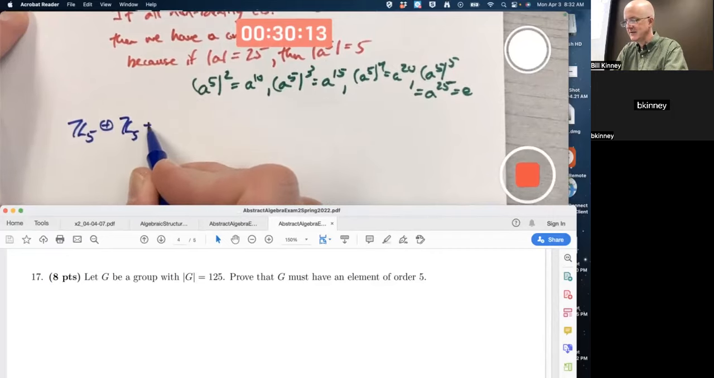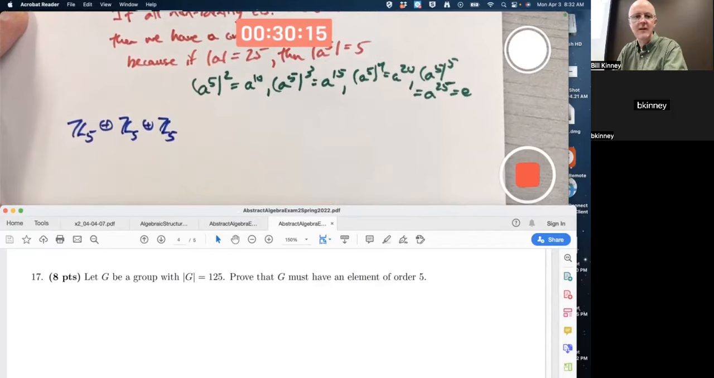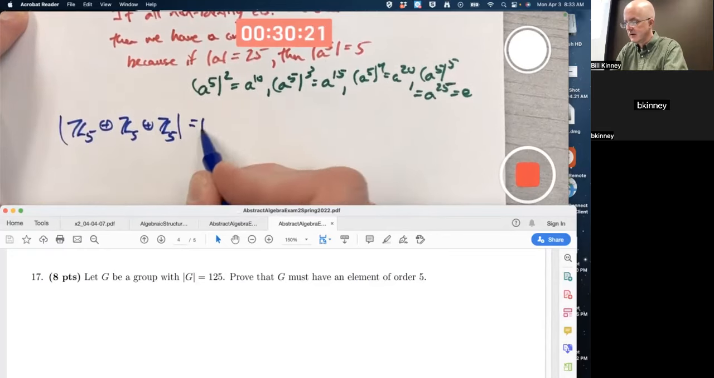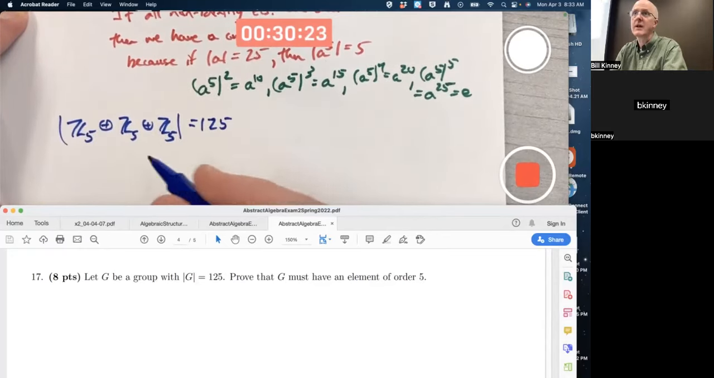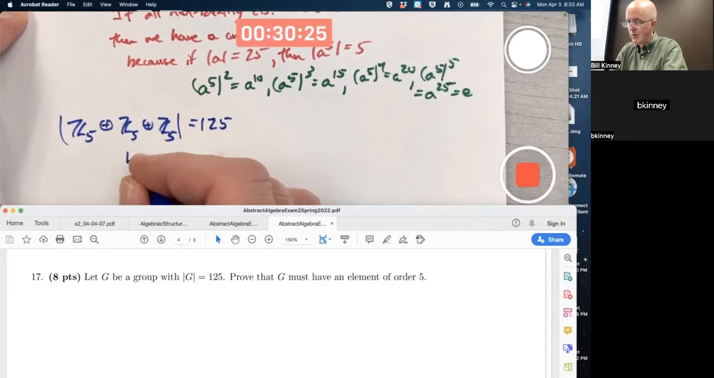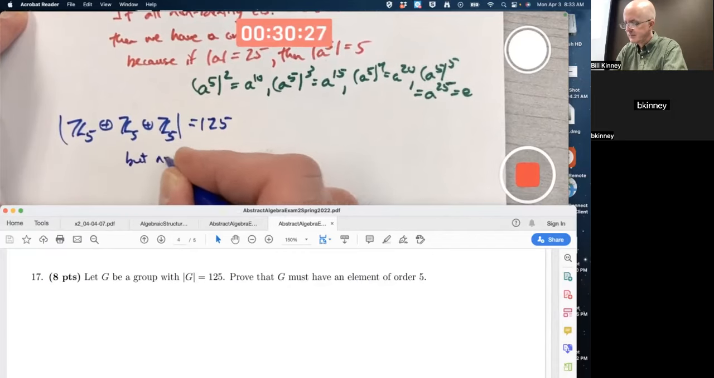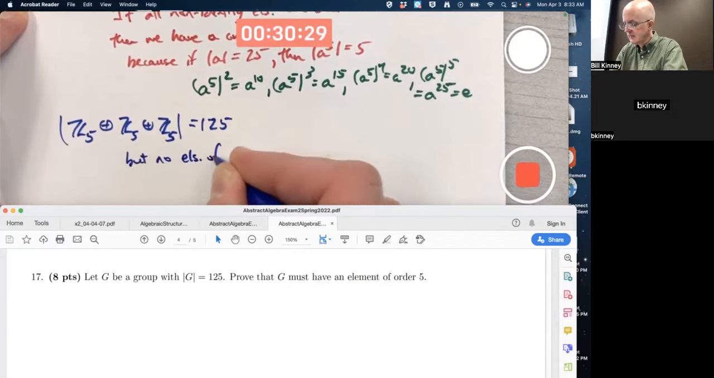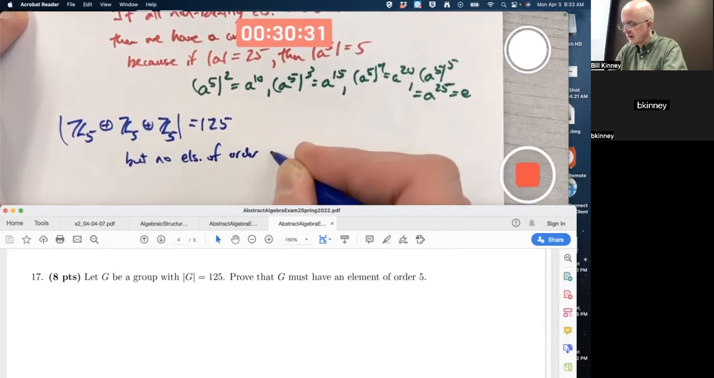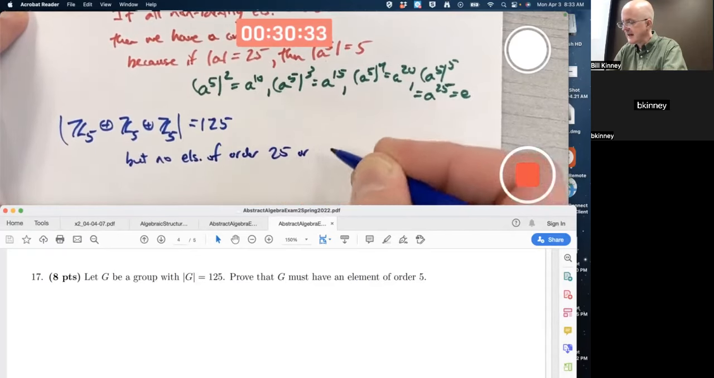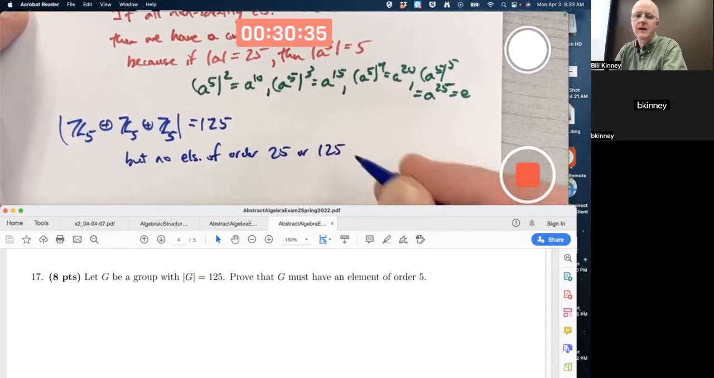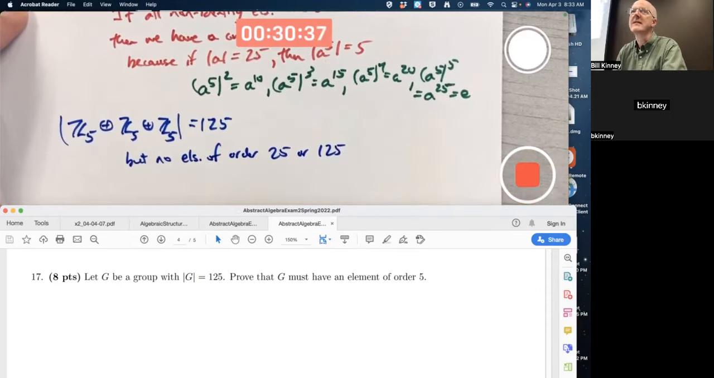Yeah, a bunch of Z5s. Three of them to have order 125. This group is of order 125, but has no elements of order 25 or 125. All the non-identity elements have order 5. The LCM fact with regard to external direct products could be used to prove that.